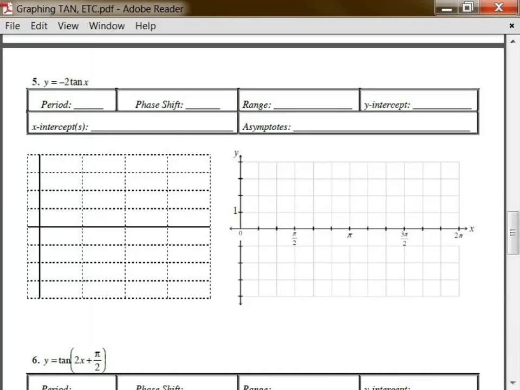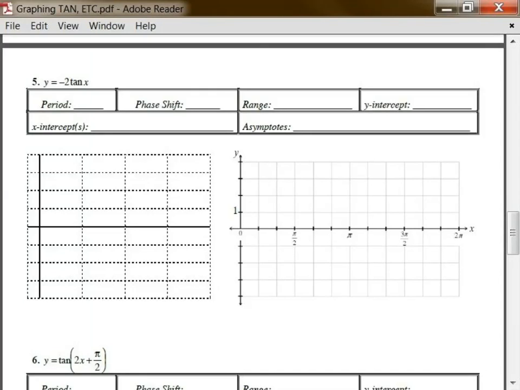Alright, let's do tangent and cotangent. And we're doing these next because they're slightly different than cosine and sine. Cosine and sine, tangent and cotangent, you just have to find their asymptotes. Once you find their asymptotes, everything else is in the bag.